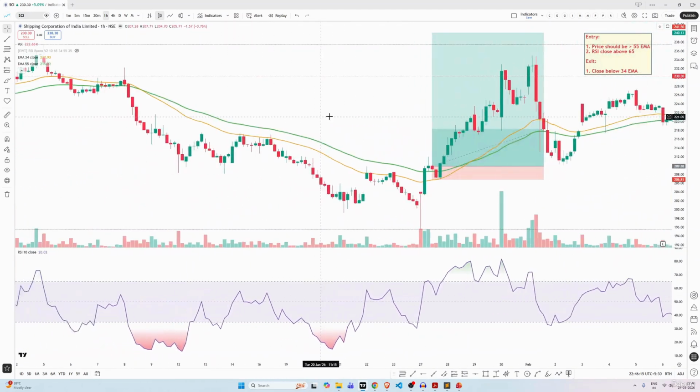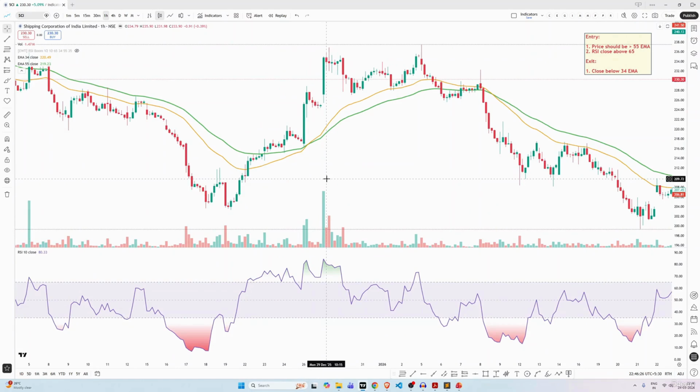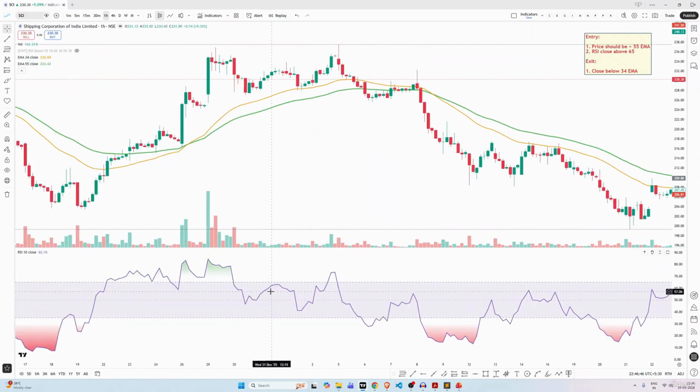Okay, let's go back and see. Let's take one more trade, and then we can move on to the next session. Okay, here we see the price closed above RSI 65, but on this candle the price is below 55 EMA. So this is not really a valid setup for us. So this whole thing will go, we will wait for the RSI to come back below 65, and then here again we got a setup.